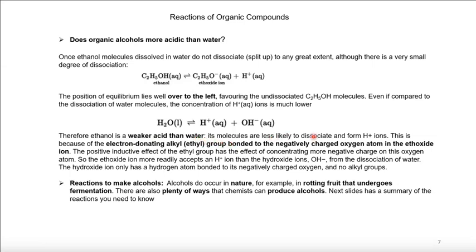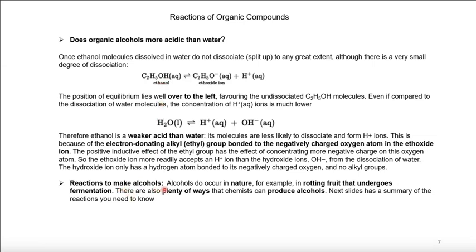Okay, this is why. This is because of the electron donating alkyl group bonded to the negatively charged oxygen atom in the ethoxide. Therefore, methanol and ethanol are acidic, but less acidic than even water.